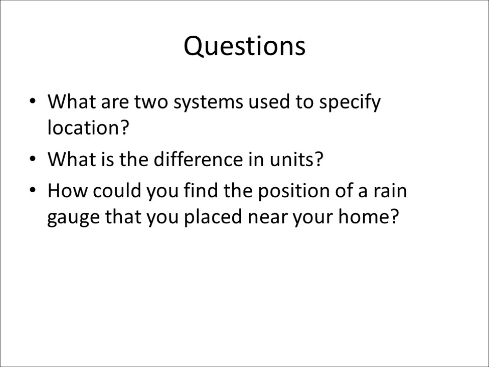And how could you find the position of a rain gauge that you place near your home? You could do that by using Google Earth or ArcGIS Online and the measure function, locating the spot where the rain gauge is, either with a base of photographic imagery, as we did in this example, or with a topographic map, digital topographic map. Use the measure function and find the position in either UTM or degrees, minutes, seconds, or decimal degrees.